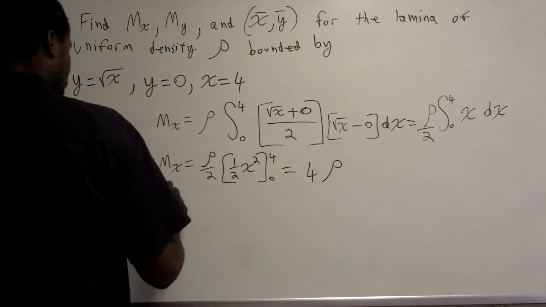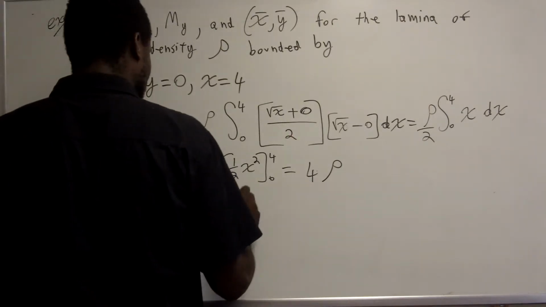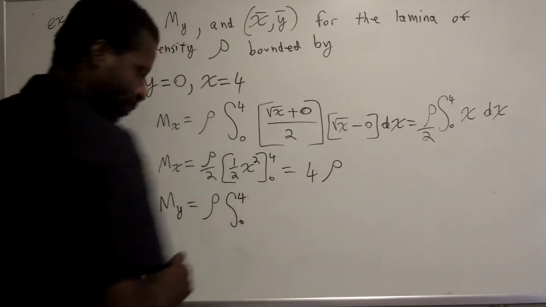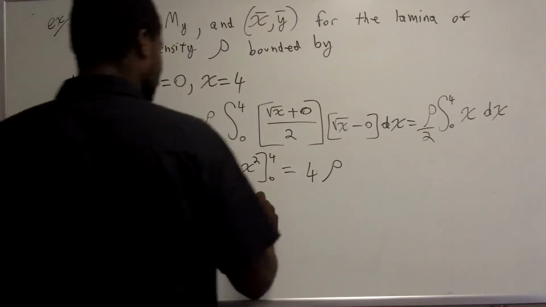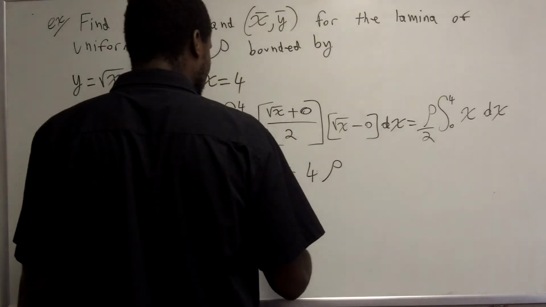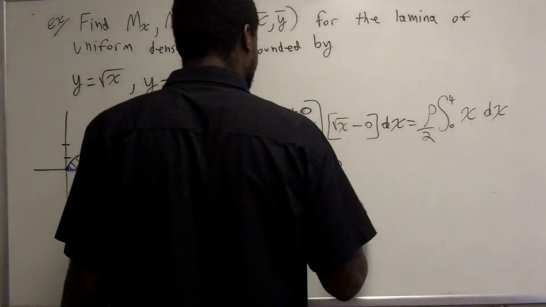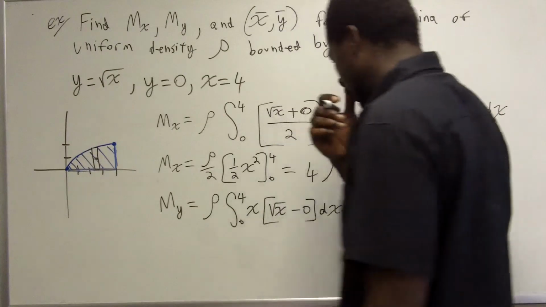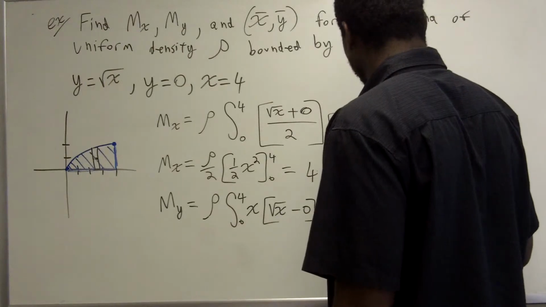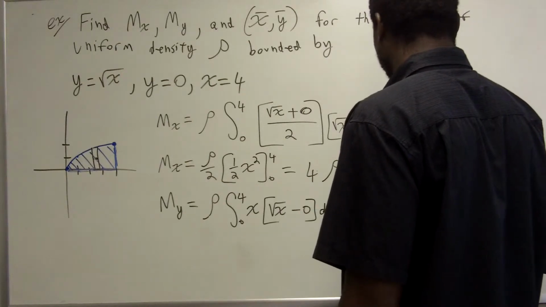Now let us find My. Well, My is equal to rho times the integral from a to b. Once again, we're integrating with respect to x, so that's from 0 to 4 of x times f of x minus g of x, which is the square root of x minus 0 dx. So this is equal to rho times the integral from 0 to 4, and then x times the square root of x is x to the 3/2 power dx.